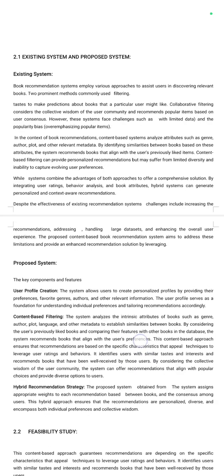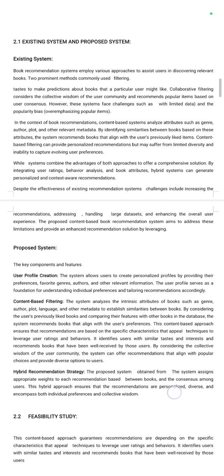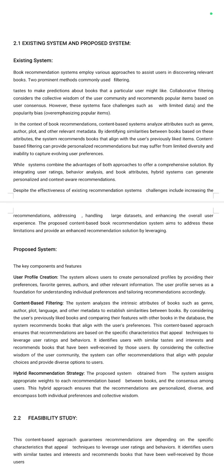Next is the proposed system. The key components and features: user profile creation, content-based filtering, hybrid recommendation. User profile creation: the system allows users to create a personalized profile by providing their preferences, favorite genre, author, and other relevant information. The user profile serves as the foundation for understanding individual preferences and tailoring recommendations accordingly.